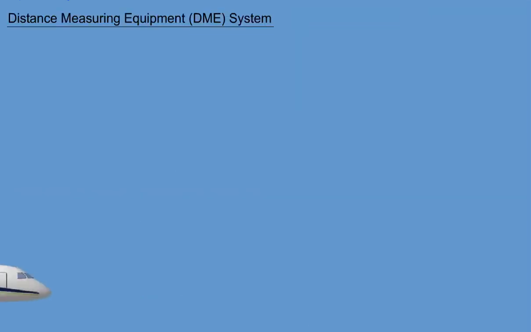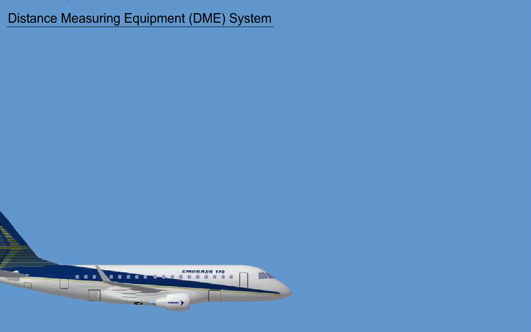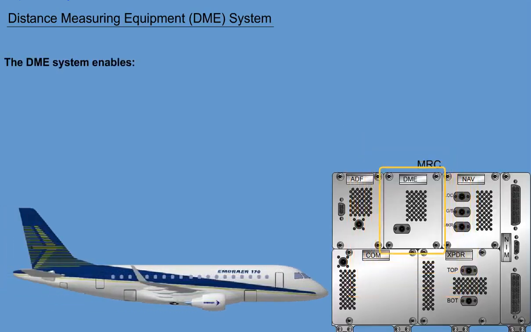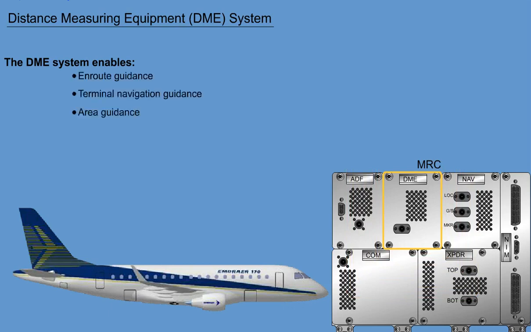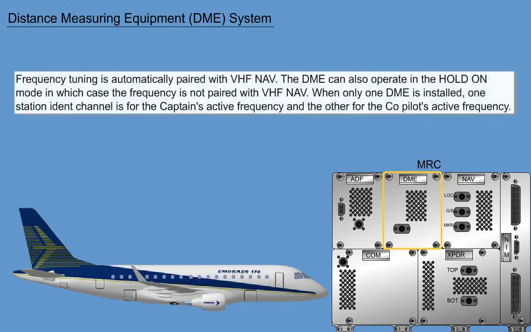The Distance Measuring Equipment System, DME, is an integrated part of the Epic Avionics Suite. The DME system enables en route and terminal navigation and area guidance. The DME is capable of tracking 4 channels to provide slant range, time to station, station identification, and ground speed. Frequency tuning is automatically paired with VHF nav. The DME can also operate in the hold-on mode, in which case the frequency is not paired with VHF nav.